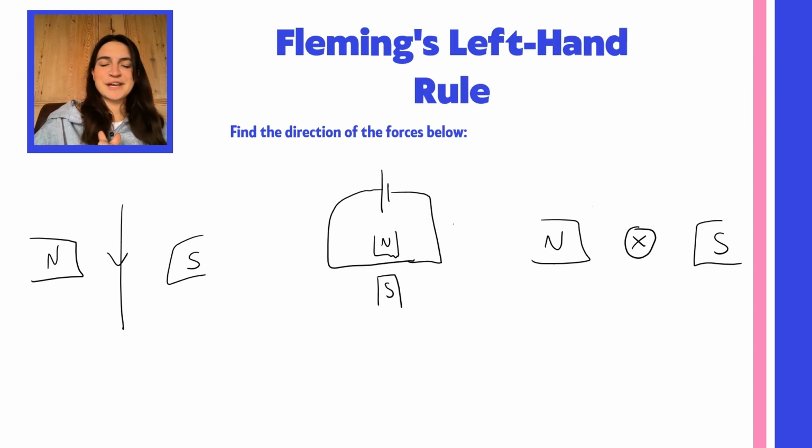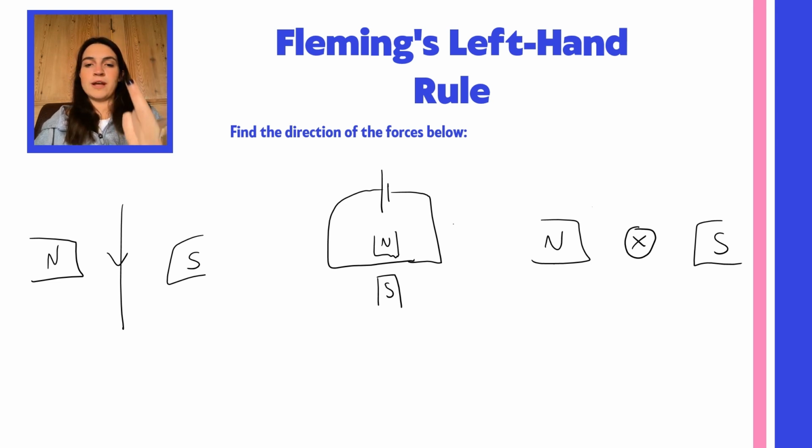Okay, time to see if we can use Fleming's left-hand rule. So we've got some scenarios, different wires and different magnetic fields, and we need to find the direction of the force on those things. So let's look at the first picture on the left. So I'm using my left hand and I've got all my 3 fingers perpendicular to each other.